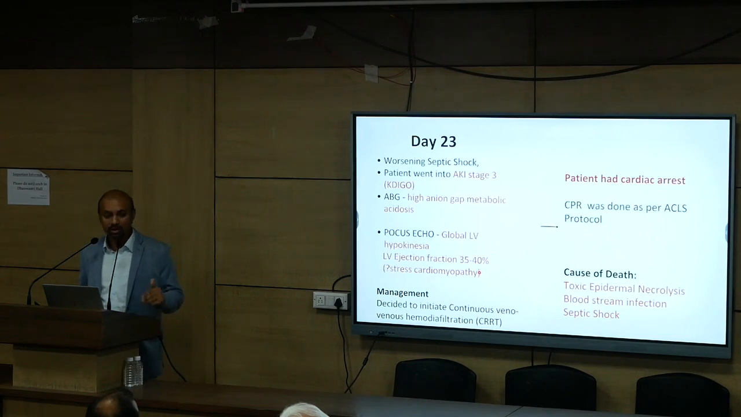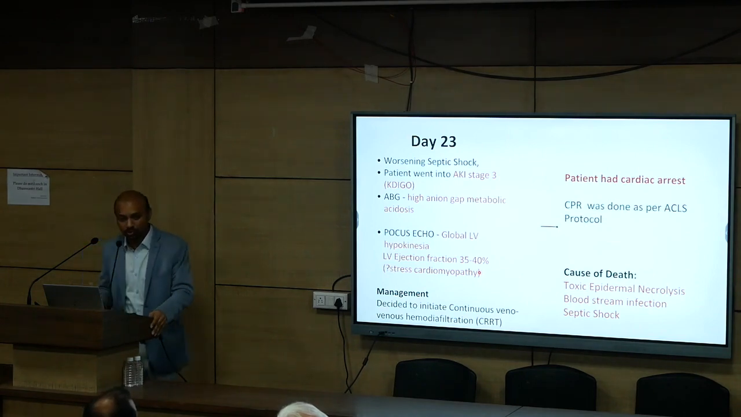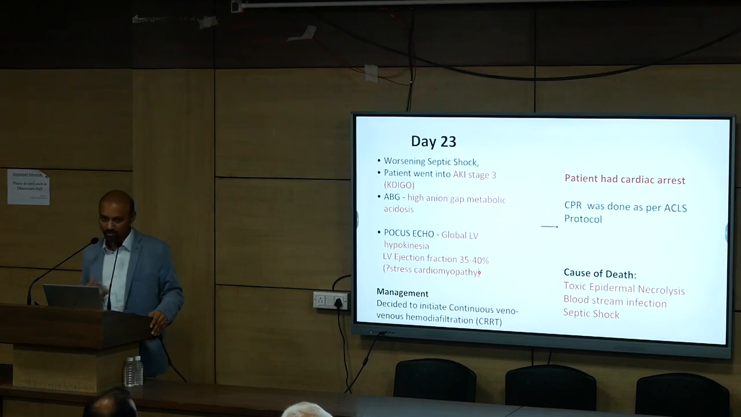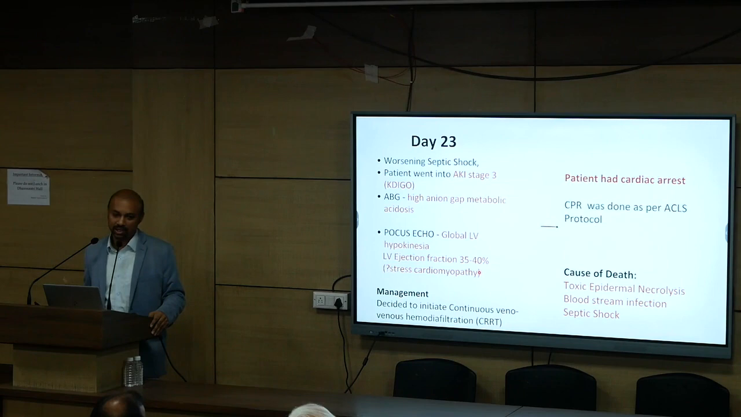But still, despite all these efforts, the shock was worsening, the vasopressor requirement went up, and he went into AKI stage 3. The ABG now showed high anion gap metabolic acidosis with raised lactates. We did a focused echo to look at whether we could give more fluids, whether the patient was still fluid responsive, but the echo showed global LV hypokinesia with an ejection fraction of 35 to 40%, which might be because of stress cardiomyopathy. So we decided to initiate continuous venovenous hemodiafiltration, which is a modality of CRRT. But meanwhile, when we were arranging all this, the patient had a cardiac arrest.